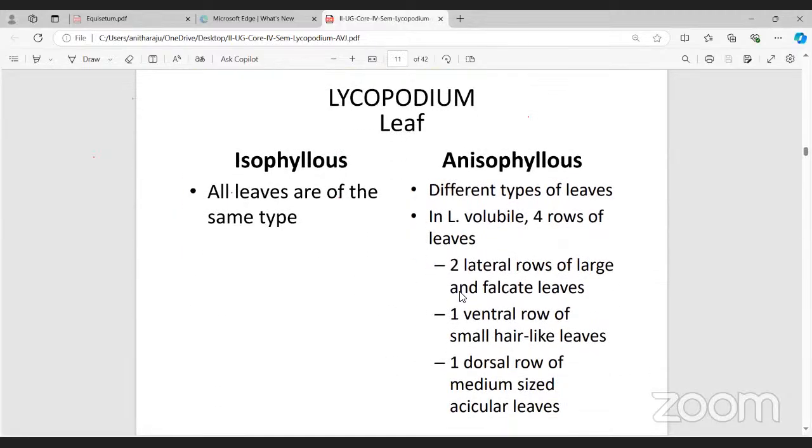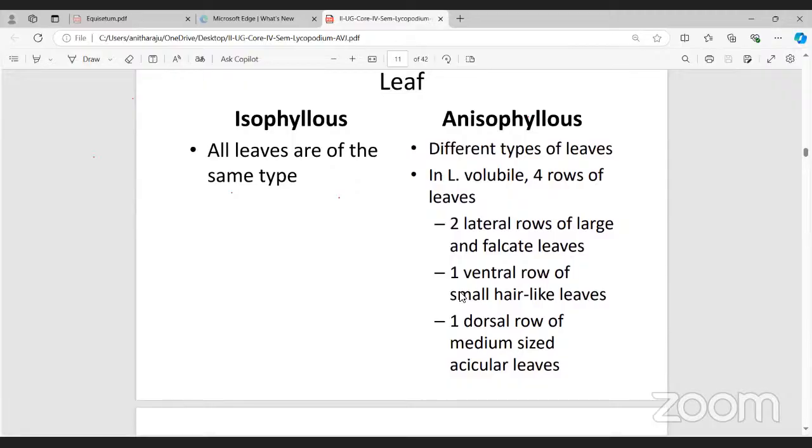And here are the two types of leaf in Lycopodium, isophylls and anisophylls. The name itself gives it: what is iso? Same, similar. All leaves are of the same type, that is iso. Aniso means different types of leaves. For example, here the given Lycopodium volubile has four rows of leaves. Two lateral rows are large and falcate leaves. One ventral row has small scale-like leaves. The dorsal row is medium size. So it depends on the species, the leaves may be isophyllous or anisophyllous. Iso means all leaves are similar. Aniso means different shapes.